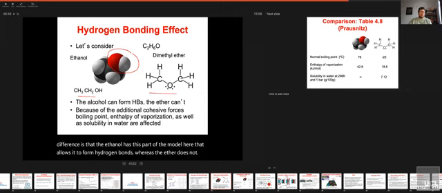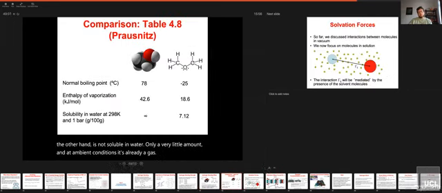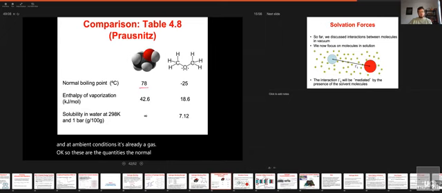The practical consequence of that is that ethanol is highly soluble in water. It is a liquid at ambient conditions. And ether, on the other hand, is not soluble in water, only a very little amount. And at ambient conditions, it's already a gas. Okay? So these are the quantities. The normal boiling point of ethanol is 78 Celsius. The other one has minus 25, so it's a gas at ambient conditions. The entropy of vaporization is very high for ethanol because when you go from liquid to the gas, you got to break a lot of hydrogen bonds. And its solubility in water, it's infinite.